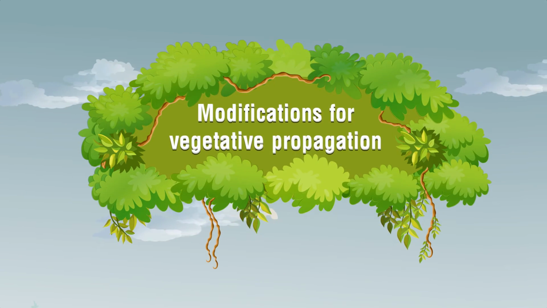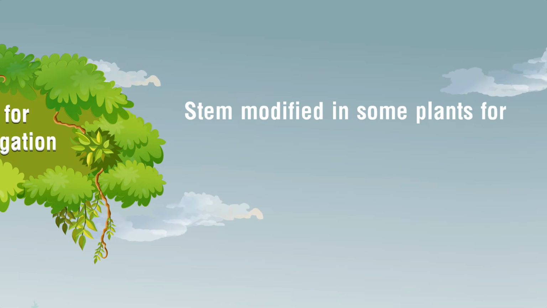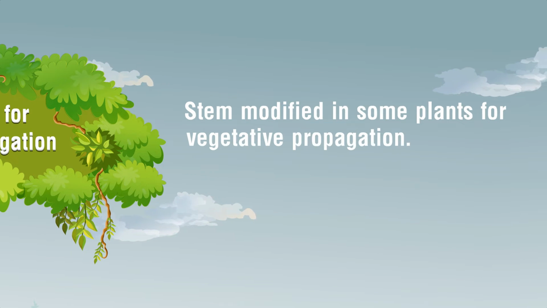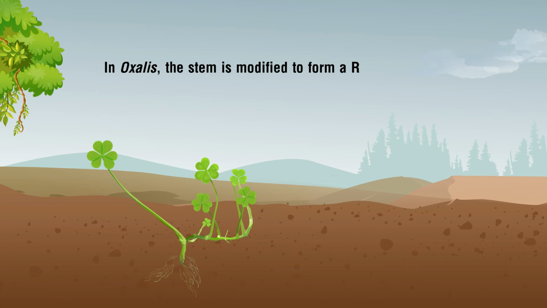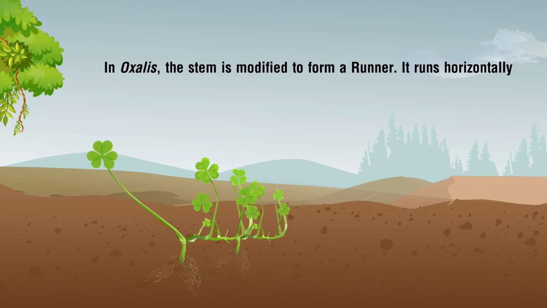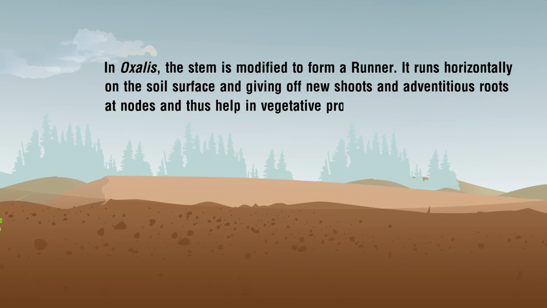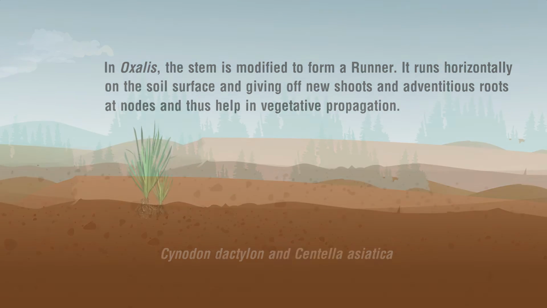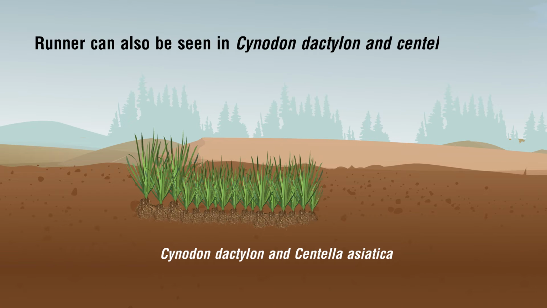Modifications for vegetative propagation. Stem is modified in some plants for vegetative propagation. In oxalis, the stem is modified to form a runner. It runs horizontally on the soil surface, giving off new shoots and adventitious roots at nodes, and thus helps in vegetative propagation. Runner can also be seen in Cynodon dactylon and Centella asiatica.